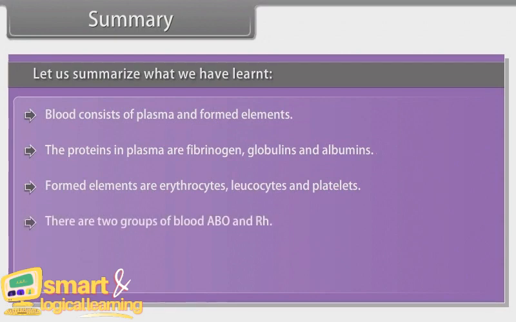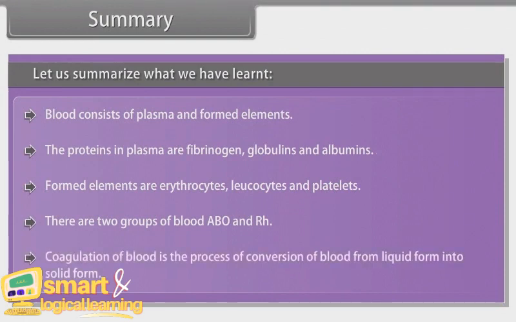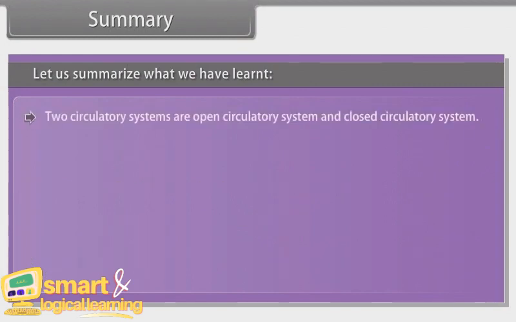There are two groups of blood, ABO and Rh. Coagulation of blood is the process of conversion of blood from liquid form into solid form. Two circulatory systems are the open circulatory system and the closed circulatory system.